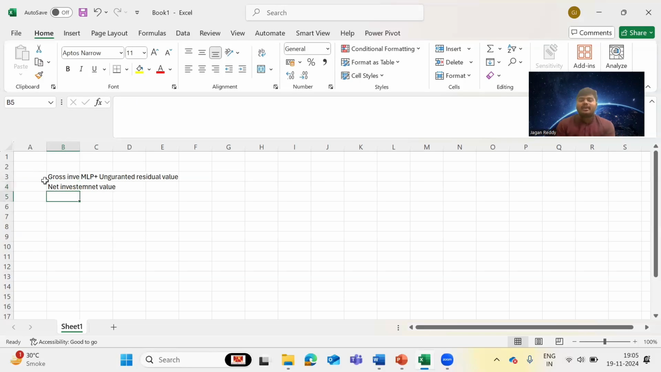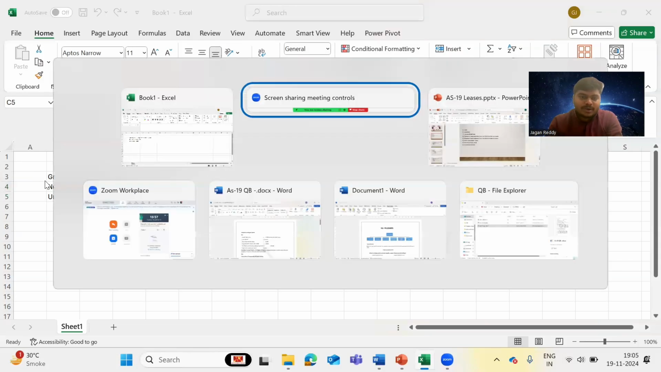Now, unearned income. Unearned income is nothing but interest income: gross investment value minus net investment value is called unearned income. If you know unearned income, then you can surely expect 5 marks from this unearned income portion. Now I am going to the PPT.